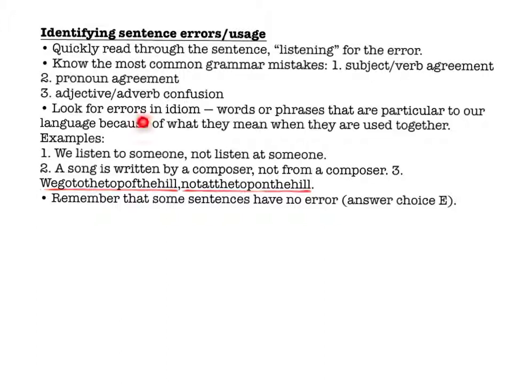You want to see errors in idiom. Those are particular to our language. For example, we listen to someone. We don't listen at someone, right? Even though it sounds like listen at someone could be right. It's just called an idiom. A song is written by a composer, not from a composer. Again, from a composer does sound right, but it'd be by a composer. And also remember that some sentences have no error. That's when you pick choice E.